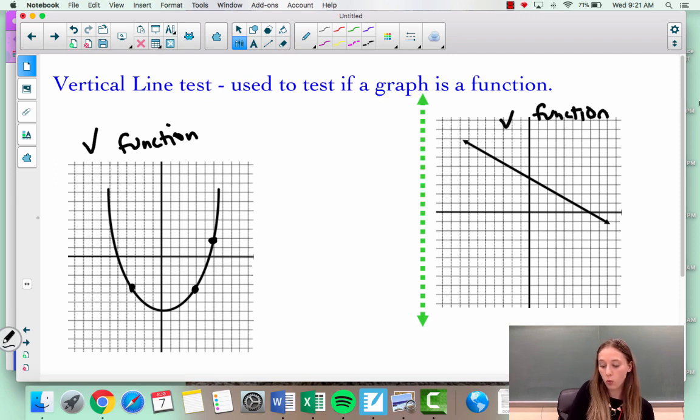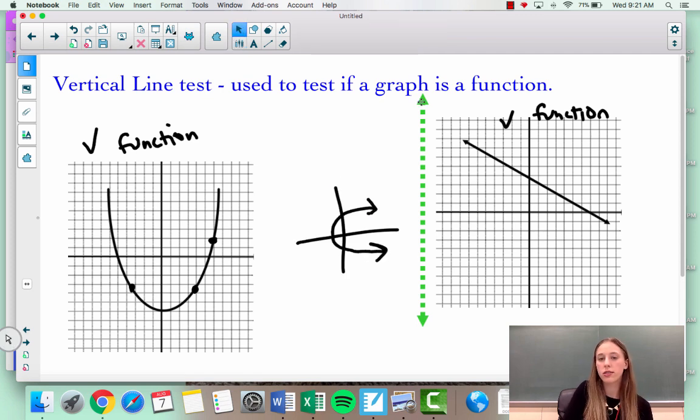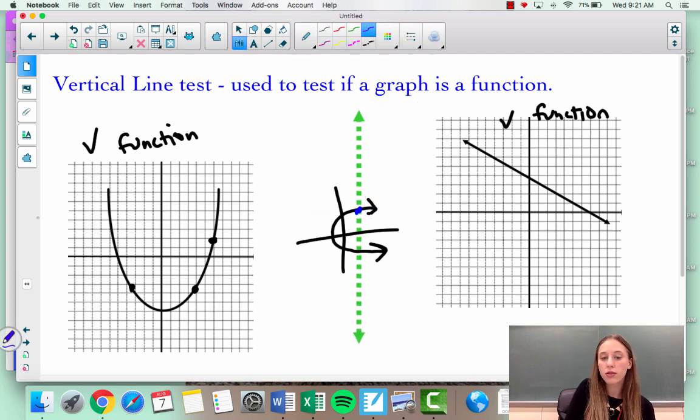Now, an example where it wouldn't would be if I have a graph like this. Maybe here. So notice that when I draw my vertical line, I hit two places at once, there and there. That means it automatically fails the vertical line test, so this is not a function.